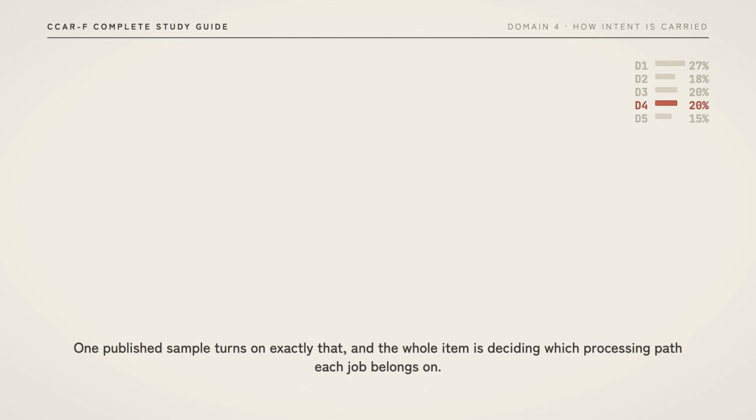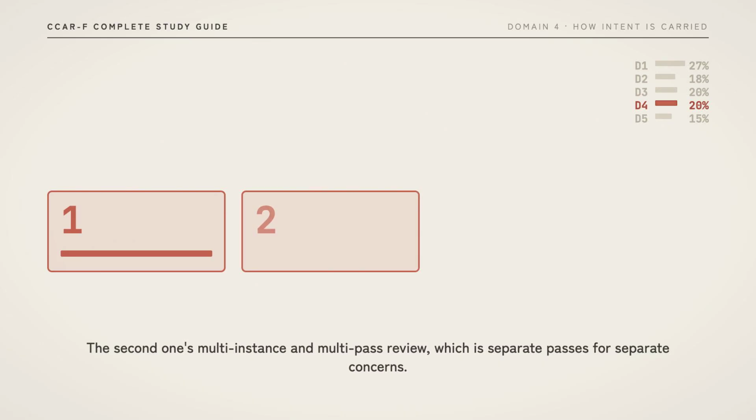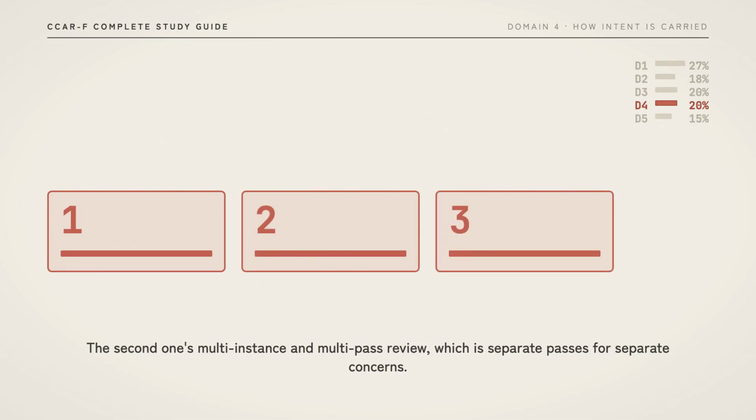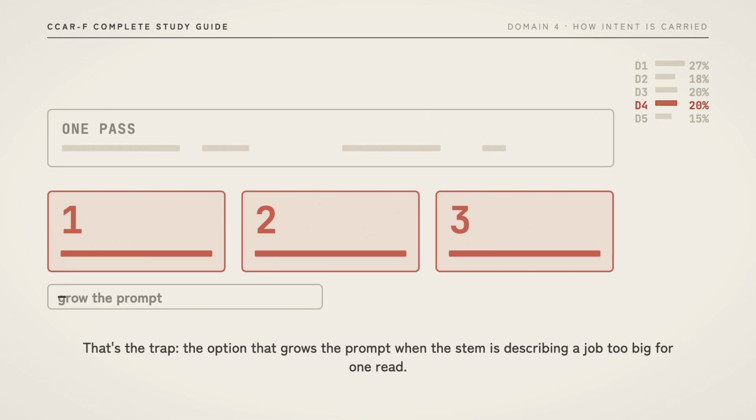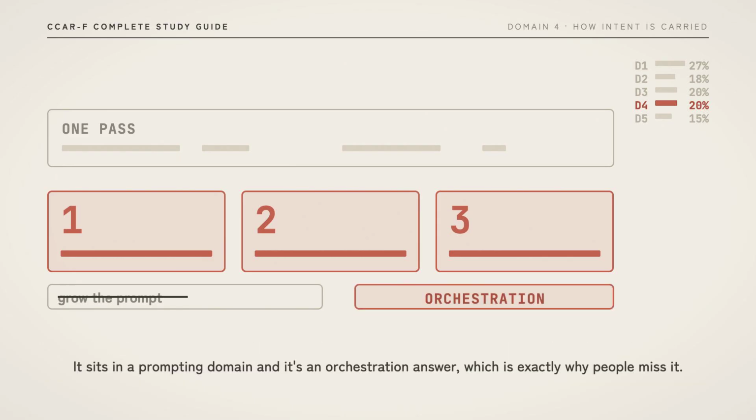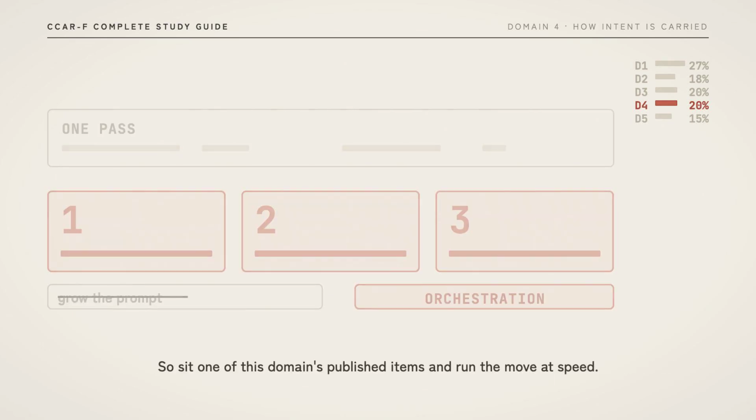The second one's multi-instance and multi-pass review, which is separate passes for separate concerns. One pass asked to do everything comes back uneven, so the answer's another pass, not a bigger instruction. That's the trap: the option that grows the prompt when the stem is describing a job too big for one read. It sits in a prompting domain, and it's an orchestration answer, which is exactly why people miss it. So take one of this domain's published items and run the move at speed.